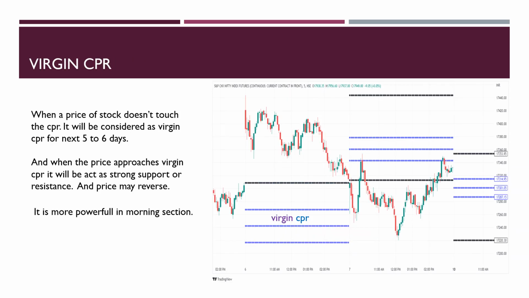Virgin CPR. When the price of a stock doesn't touch the CPR, it will be considered as virgin CPR for the next 5 to 6 days. And when the price approaches virgin CPR, it will act as strong support or resistance, and price may reverse. So the trader can take a reversal entry at virgin CPR by looking at price action inside virgin CPR. It is more powerful in the morning session, and in the evening session the price can easily break virgin CPR. So avoid taking reversal entries at virgin CPR in evening sessions.